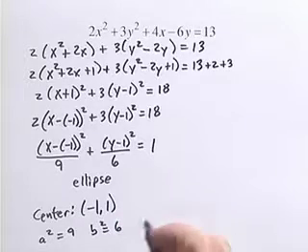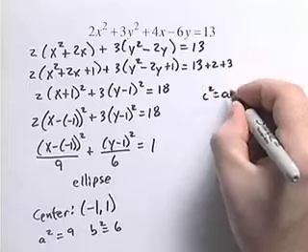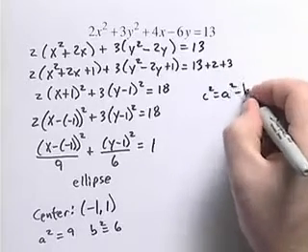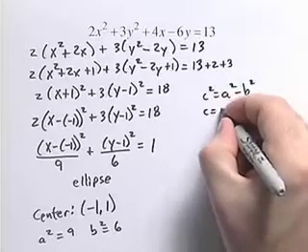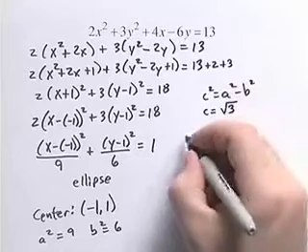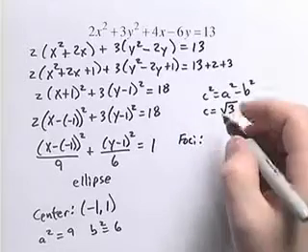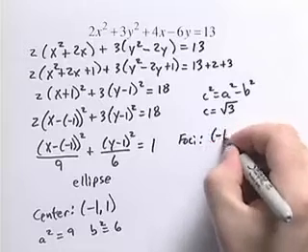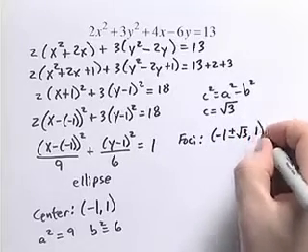Using that, we can find out what c is. Since c squared equals a squared minus b squared, we'll get that c is equal to the square root of 3. The foci for our ellipse are going to be at negative 1 plus or minus the square root of 3, comma 1.